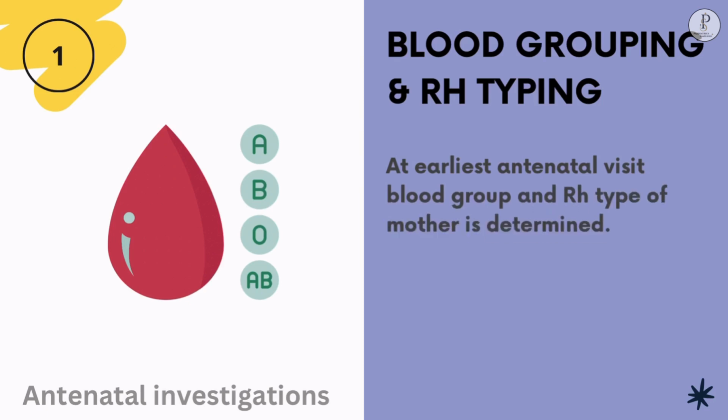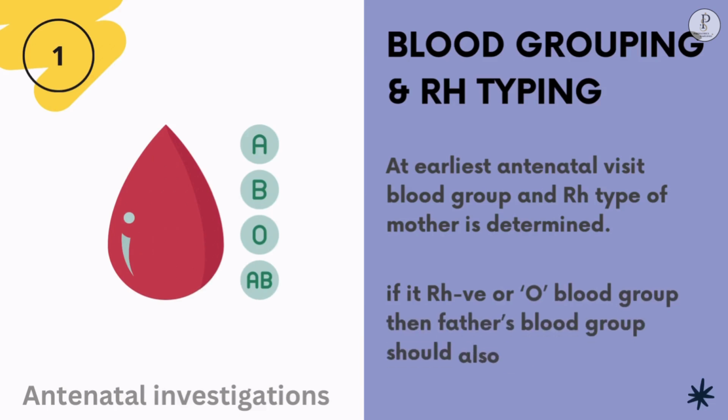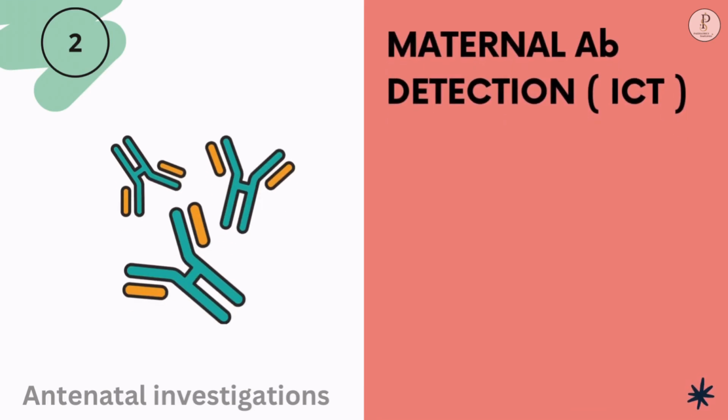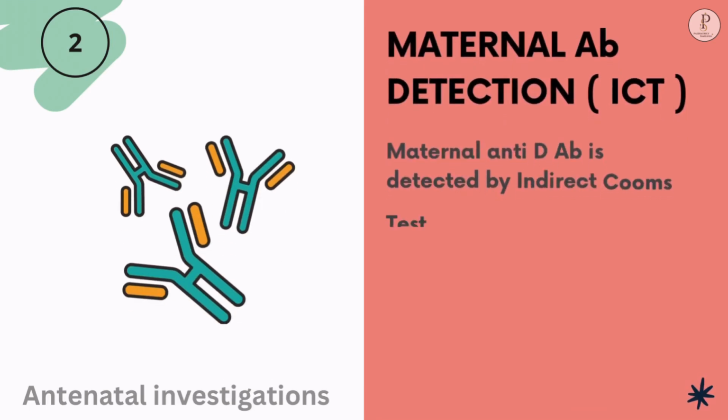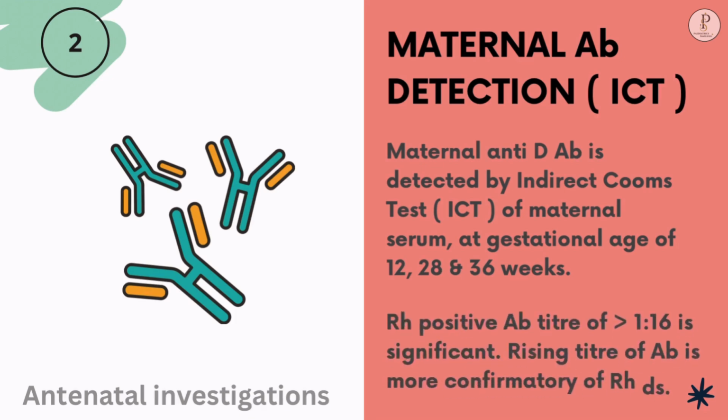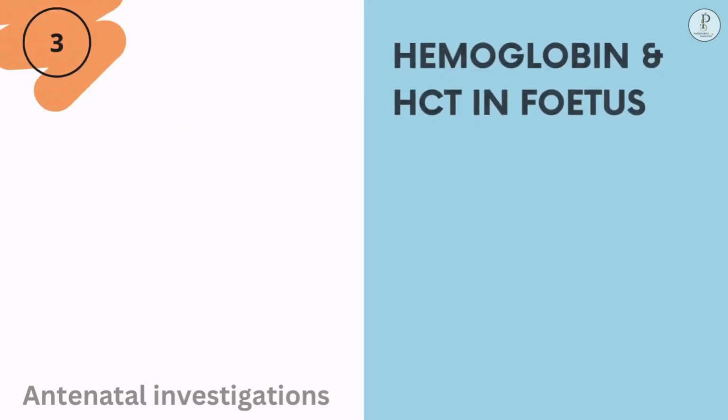Blood grouping and RH typing. At the earliest antenatal visit, blood group and RH type of mother is determined. If it is RH negative or O blood group, then father's blood group should also be tested. Maternal antibody detection. Maternal IgG anti-D antibody is detected by ICT, that is indirect Coombs test, in maternal serum at gestational age of 12, 28 and 36 weeks. RH positive antibody titer of more than 1:16 is significant. Further rising in antibody titer is more confirmatory of RH disease.